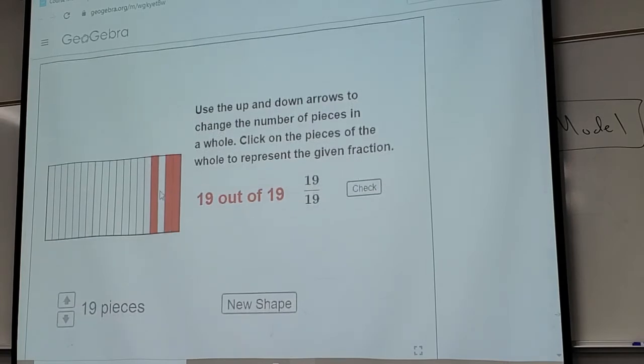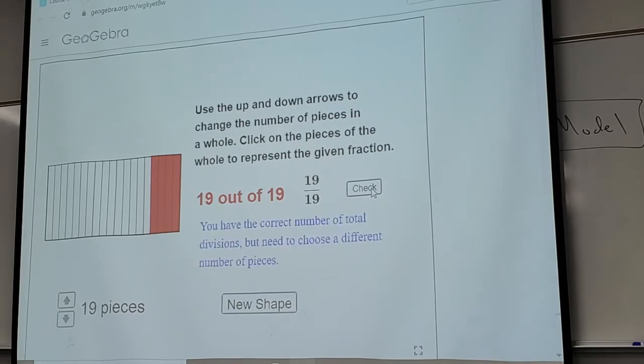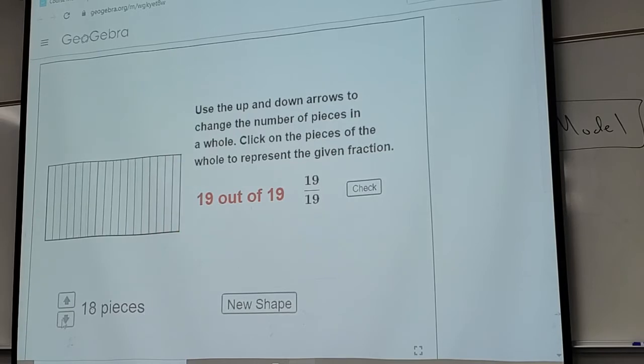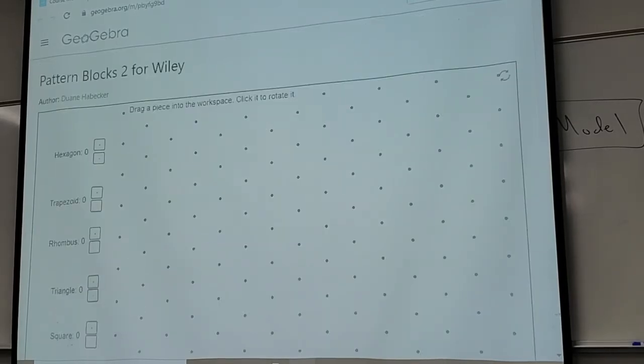Now, of course, when a kid does this, you're like, did you fill in the whole block? Yes. So that's one block. So the 19 out of 19 is one whole thing. Could you just lower it down to 1? Because that is 1. Well, no, because it says 19 out of 19. I want to see what it says when I get this wrong. Oh, you have the correct number of total divisions. That's nice. Let's make that wrong. Check the total number of pieces. Okay, all right.